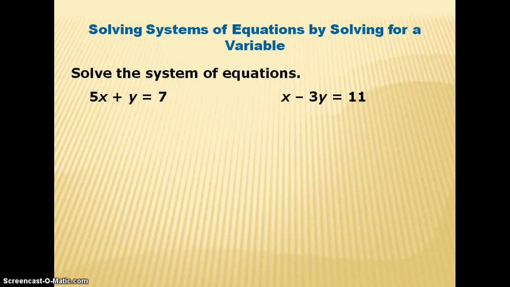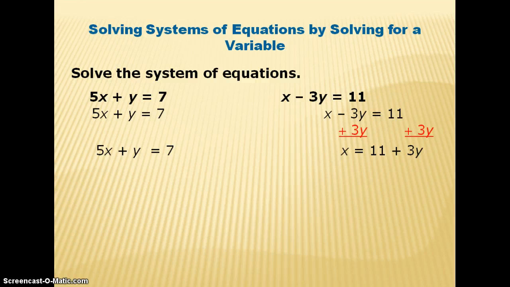So let's solve the system of equations. Looking at both equations, we have an easy setup for solving the first one for y or the second one for x. Let's start by taking the second one and solving for x. In order to do that, we would add 3y to both sides. So on the right-hand side, we get x equals 11 plus 3y. Now we take what x equals, just as if it were a number, and we substitute it into the other equation for x. So it becomes 5 times the quantity 11 plus 3y, plus y equals 7.